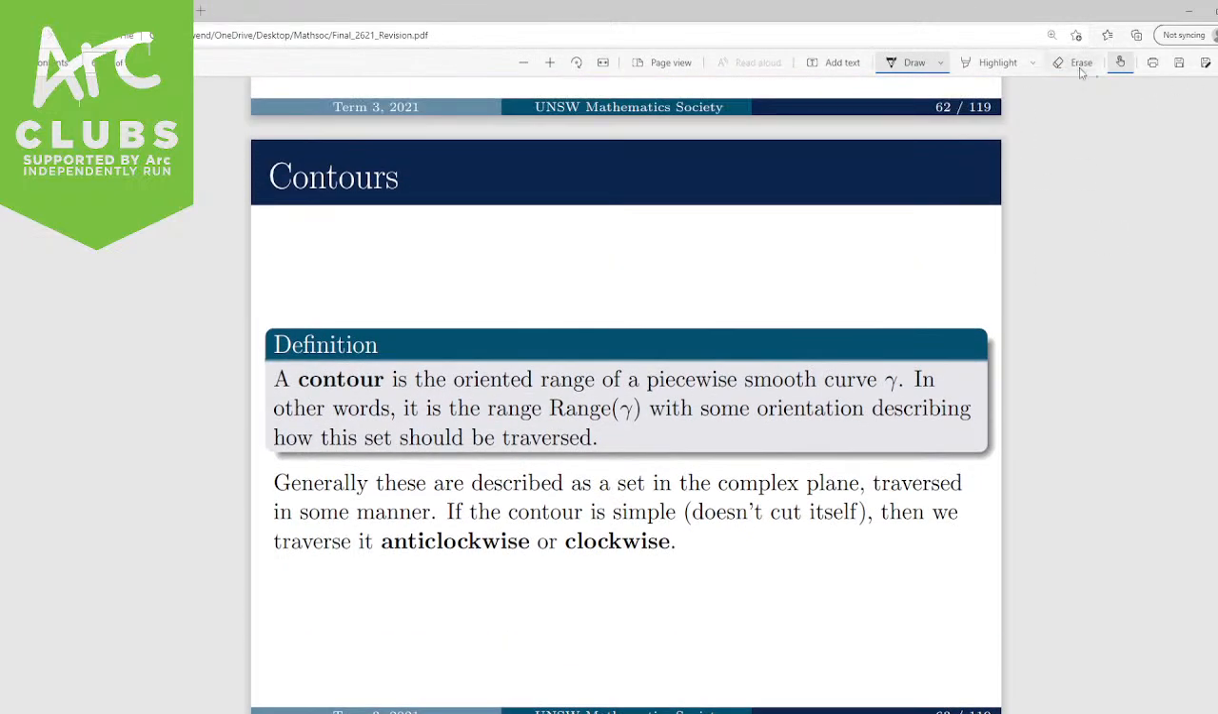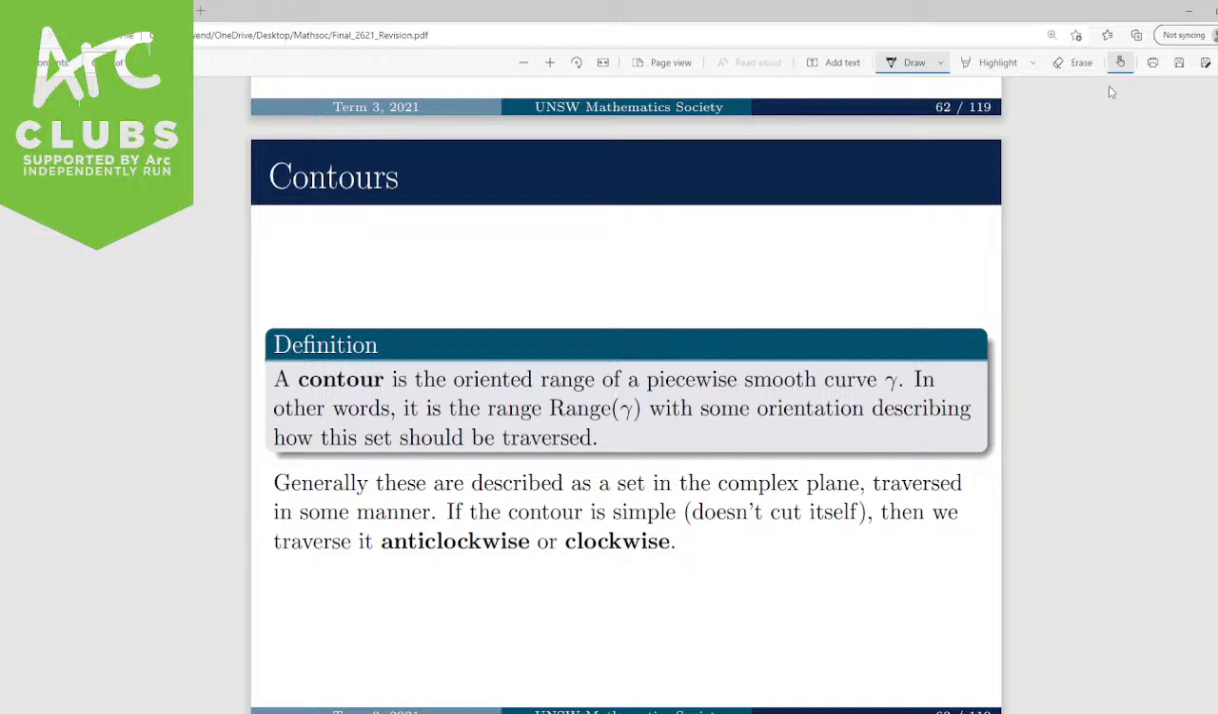Okay, now what a contour is, because so far we've really just been talking about curves. Don't worry, the contour is not much more of a step up. So your contour is the oriented range of a piecewise smooth curve. So we still got the piecewise smooth curve hanging around, but now it's actually got a direction, and then it becomes a contour.